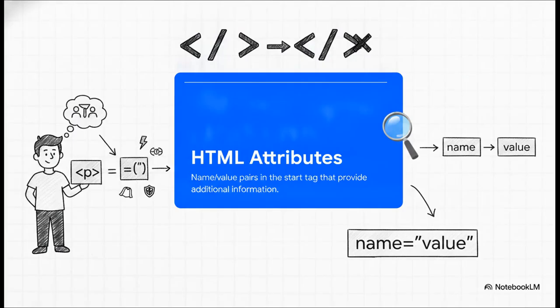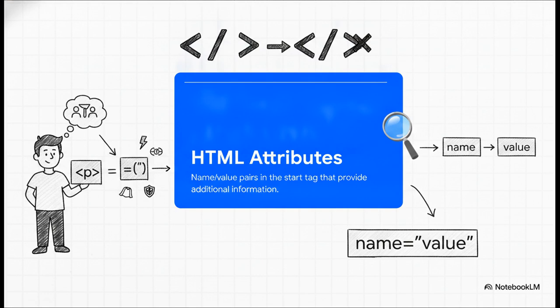To kick things off, we really need to understand what an attribute actually is in the HTML universe, because this is the absolute foundation that pretty much everything on a modern web page is built on. I want you to think of HTML tags as standard video game characters, right? And attributes, those are the essential power-ups or superpowers you equip them with inside the start tag.